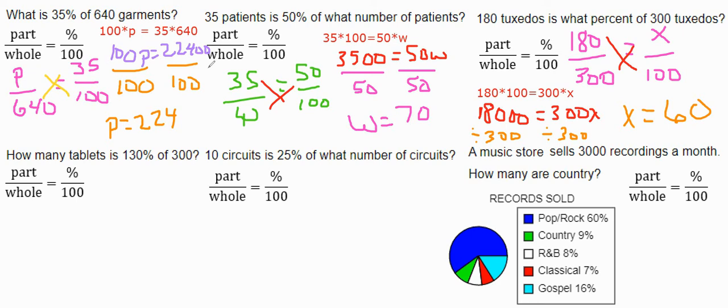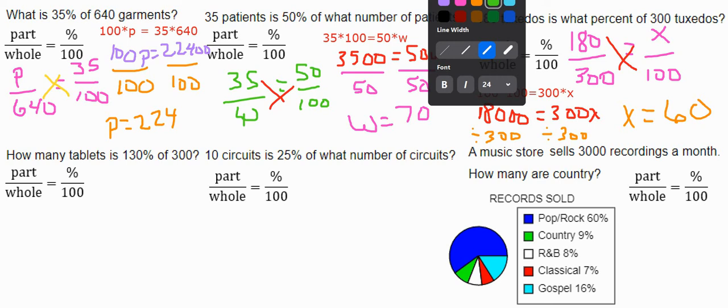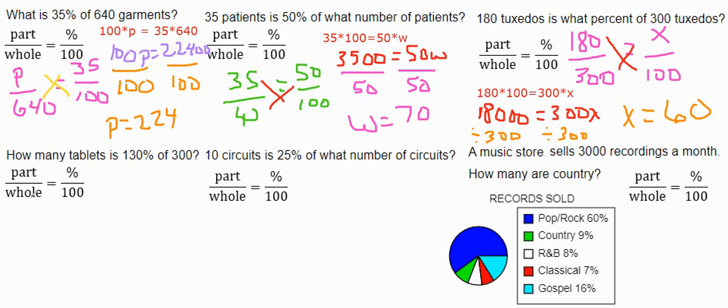The next one: how many tablets is 130% of 300? Notice how it looks the same as the one above in terms of the wording. So we're just going to copy that format, and that's what I mean. If you're ever not sure, look at an example that's already been done for us. So in this case, we have p over 300, which is the whole, equals the percent, which is 130 over 100.